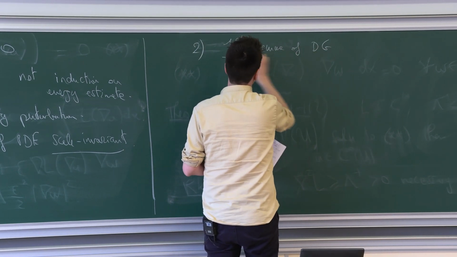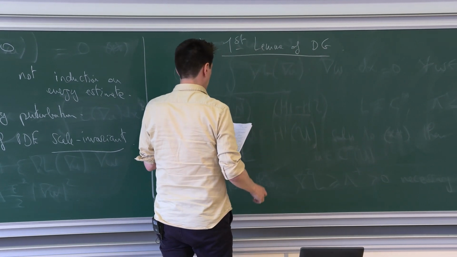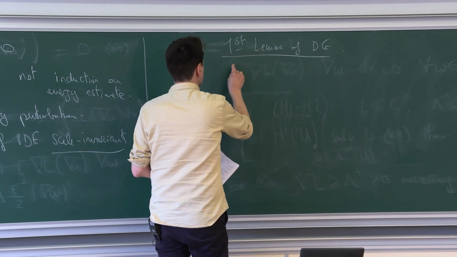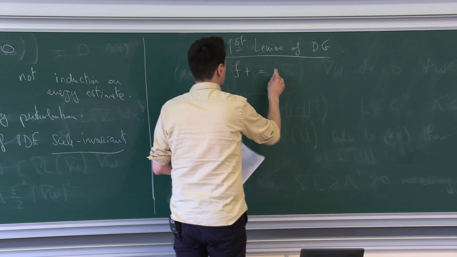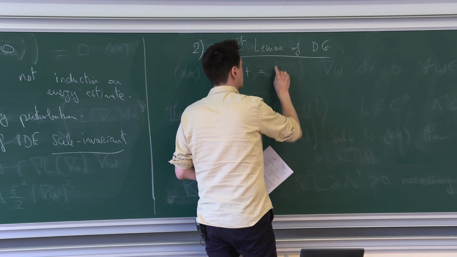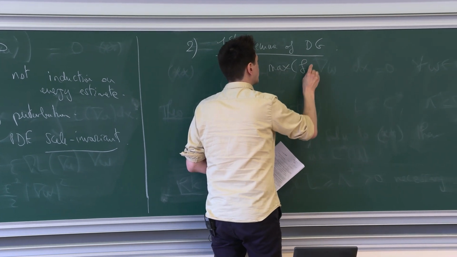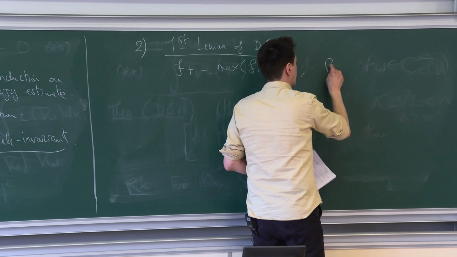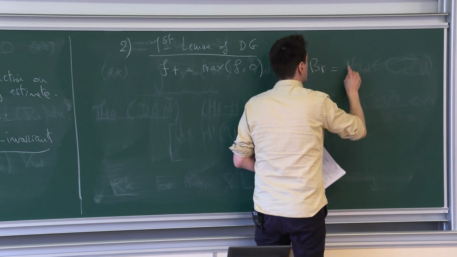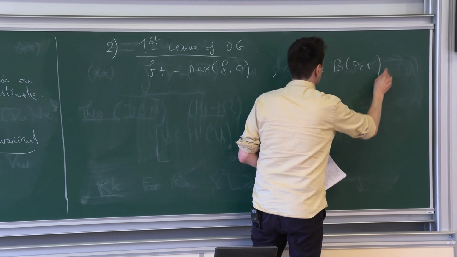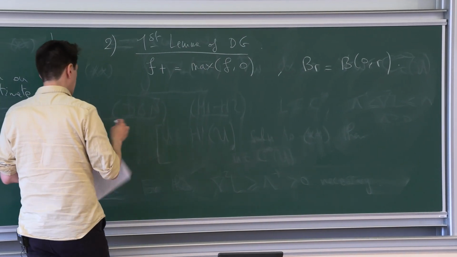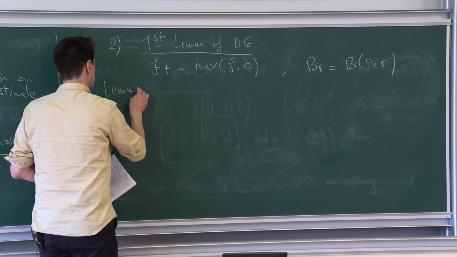of De Giorgi. So consider the following notation. F plus will always mean the max of F and 0. This is the positive part. As I already used, B_R always means the ball centered at 0 with radius R. And then the lemma is the following.